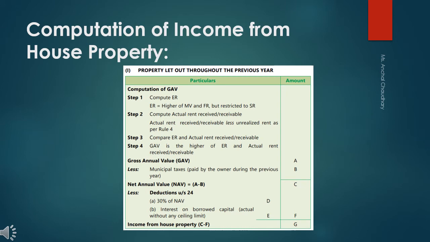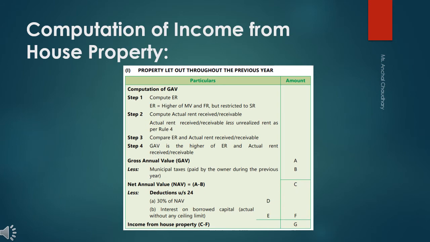First of all, you have to compute the ER, and ER equals the higher of municipal value or fair rent. Whichever is higher between municipal value and fair rent, you have to calculate which amount is higher. Then if it is not exceeding your standard rent, then it will be your ER. But if it is exceeding your standard rent, in that case your ER will be equal to standard rent.